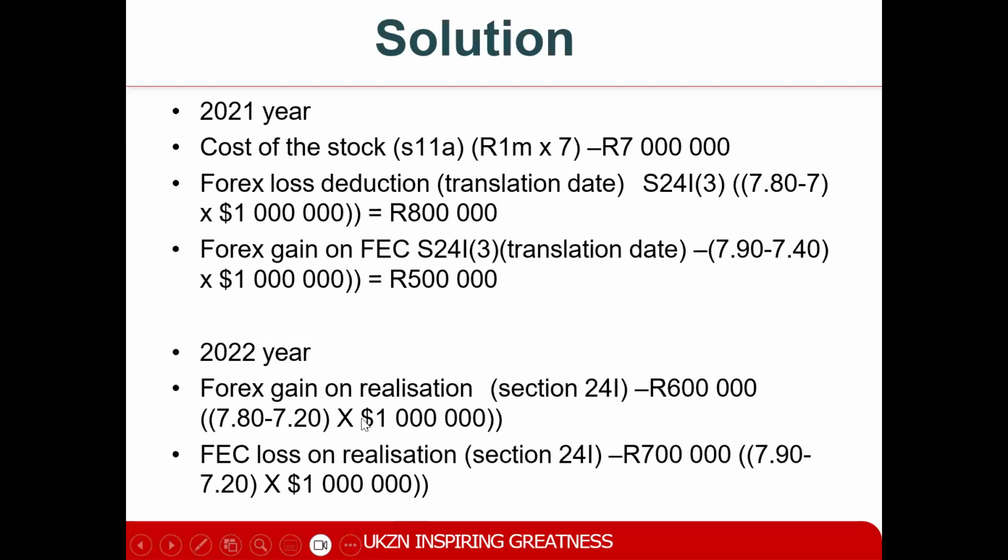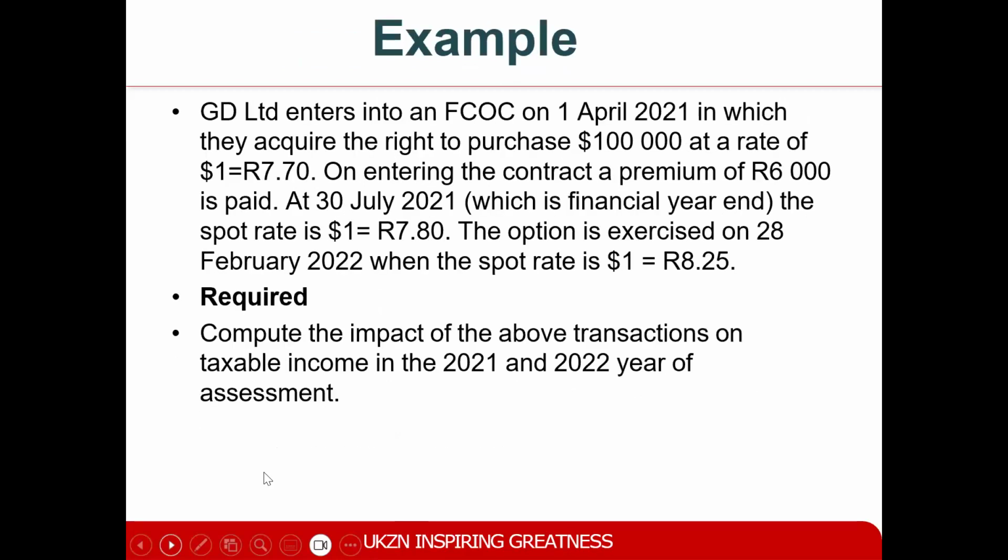Okay. So that's the solution. All right, now we've got another example here of GD Ltd. GD. I like the name of this company. They enter now into a forex currency option on 1st April 2021, in which they acquire the right to purchase. So remember here, this is now the option to purchase, not the contract. Now, the right to purchase 1 million at a rate of 7 Rand 70.